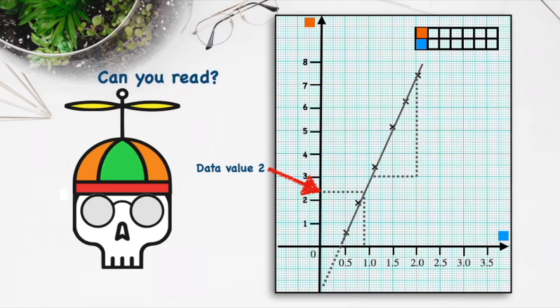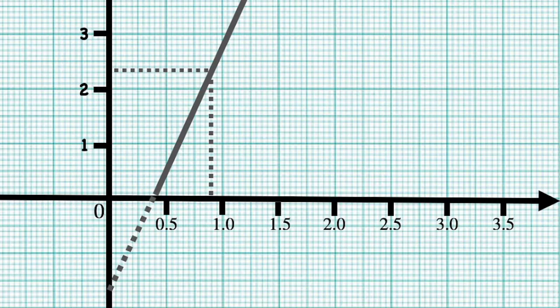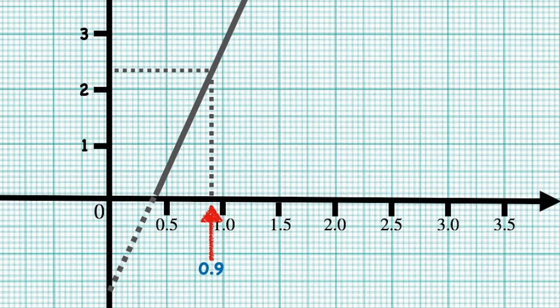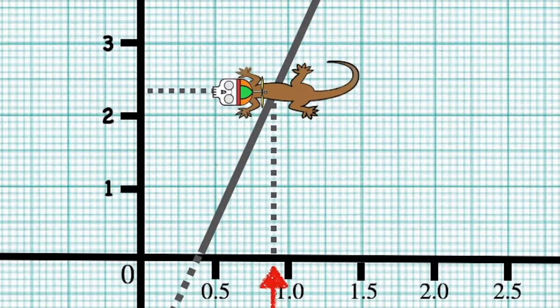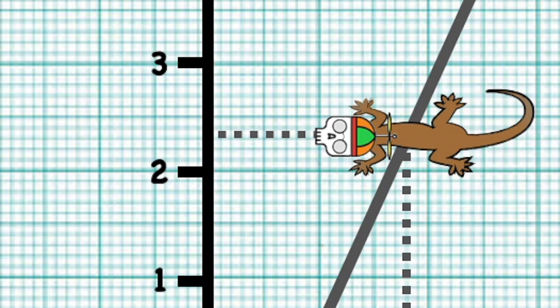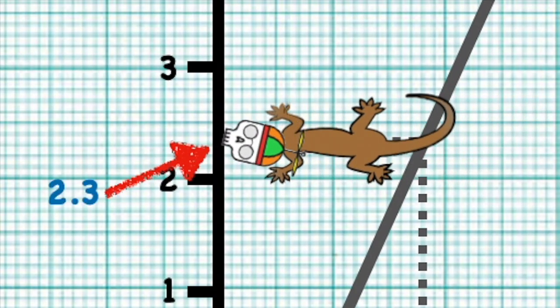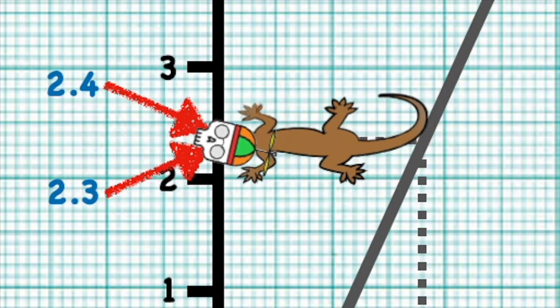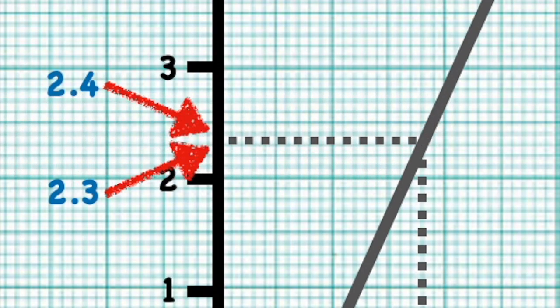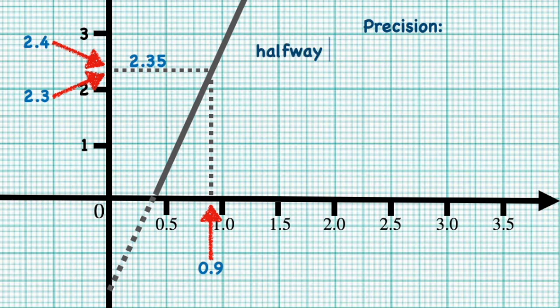How precisely can you read off your data values? If your point lies along a vertical line, like in this case, the 8th out of 10 lines between 0.5 and 1 is 0.9. But what if your point lies in between two lines? Over here, right between 2.3 and 2.4. In such cases, it doesn't matter how superior your eyesight is. The highest precision will always be halfway in between, which in this case is 2.35.